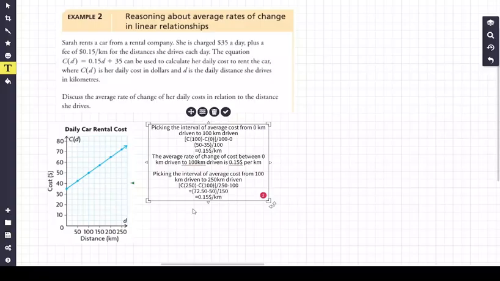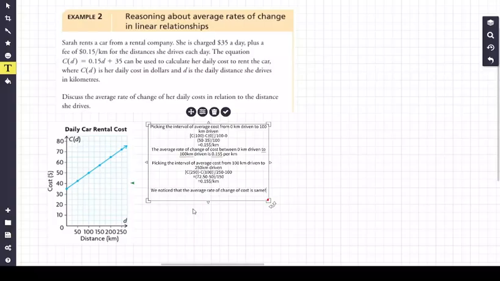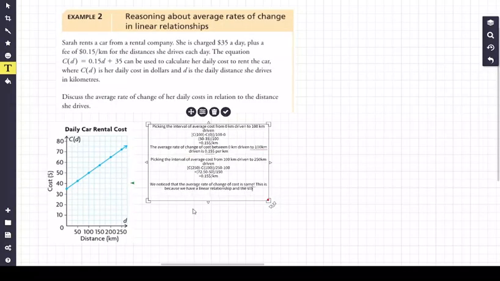Pretty simple. And look at these. We notice that the average rate of change of cost is the same. This is because we have a linear relationship and the slope doesn't change. Perfect. We just discovered that in a linear relationship, for every extra kilometer she drives, her daily cost increases by 0.15 dollars, and it doesn't multiply to get higher.